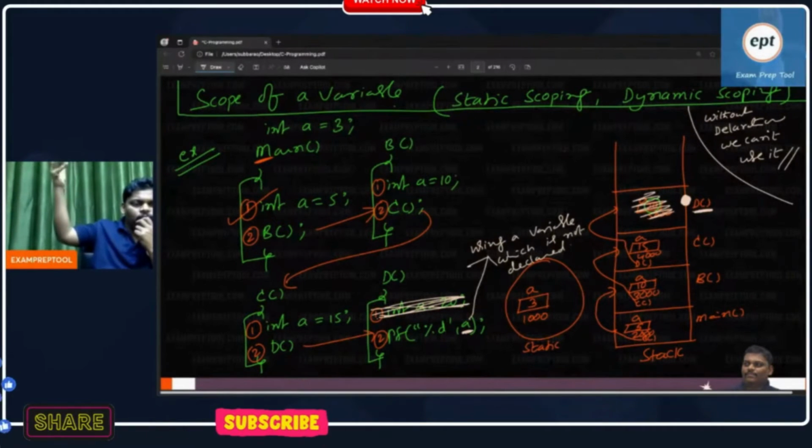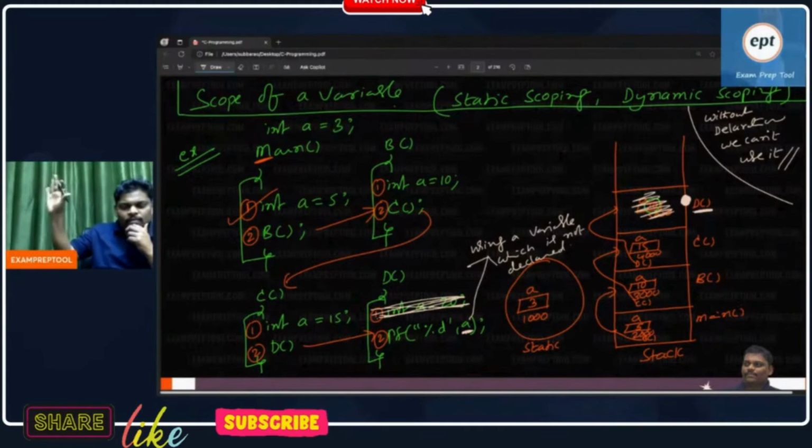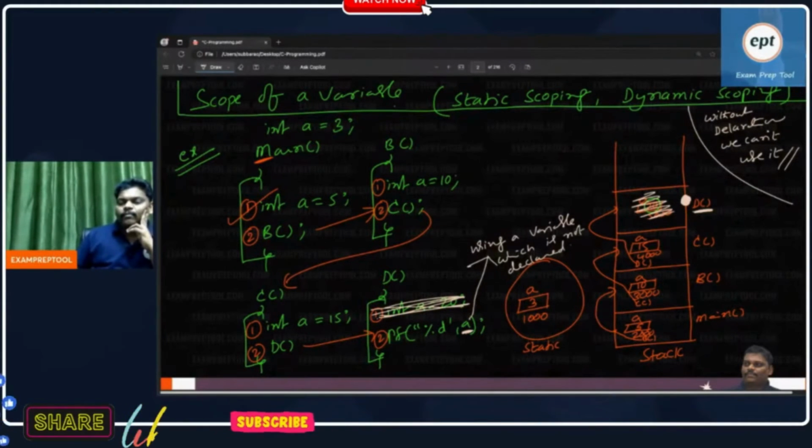Oi! Did you understand or not? Without declaration, you are using some variable. Will it give an error or not? You are using it inside the D function, which is not declared. Will it be an error or not?